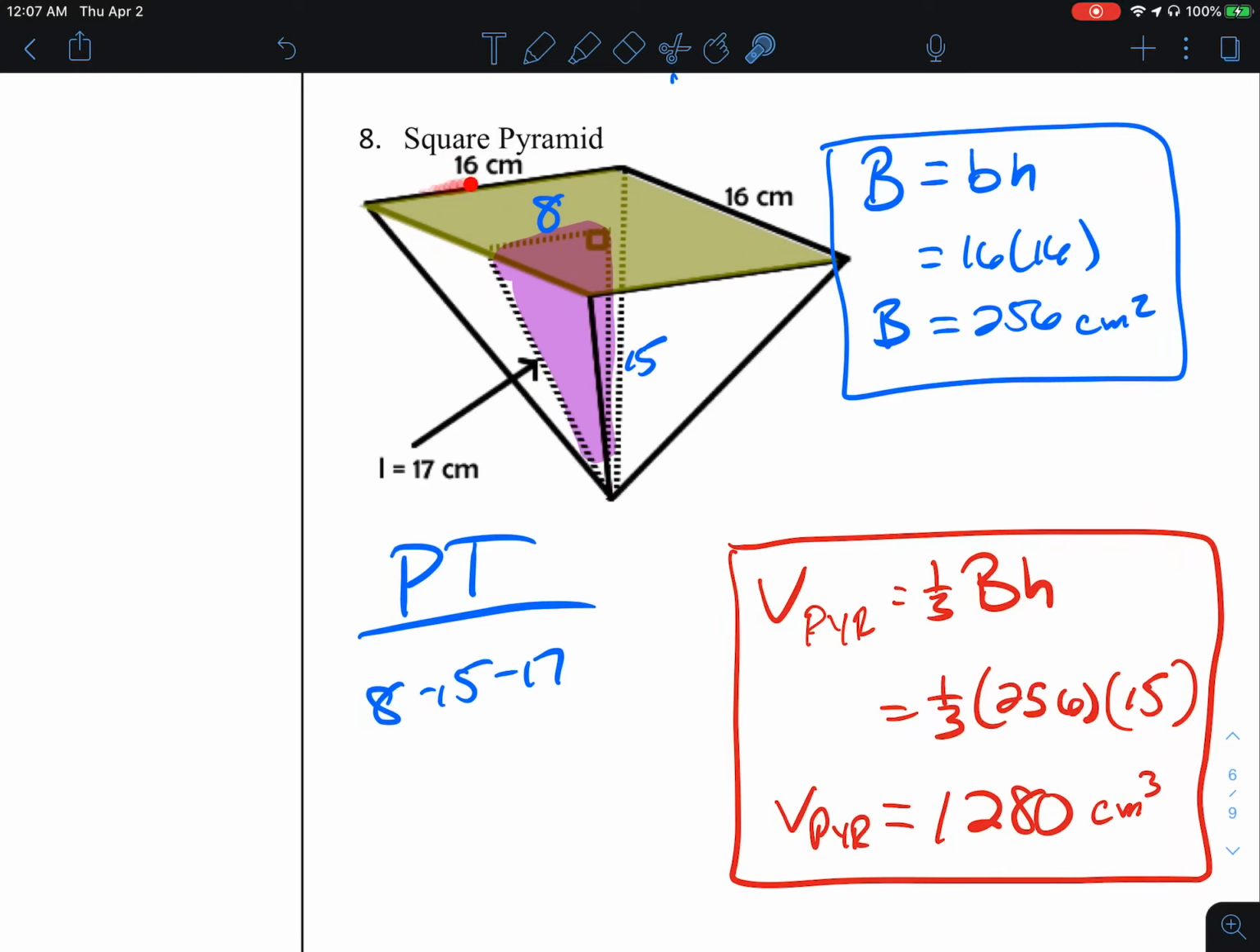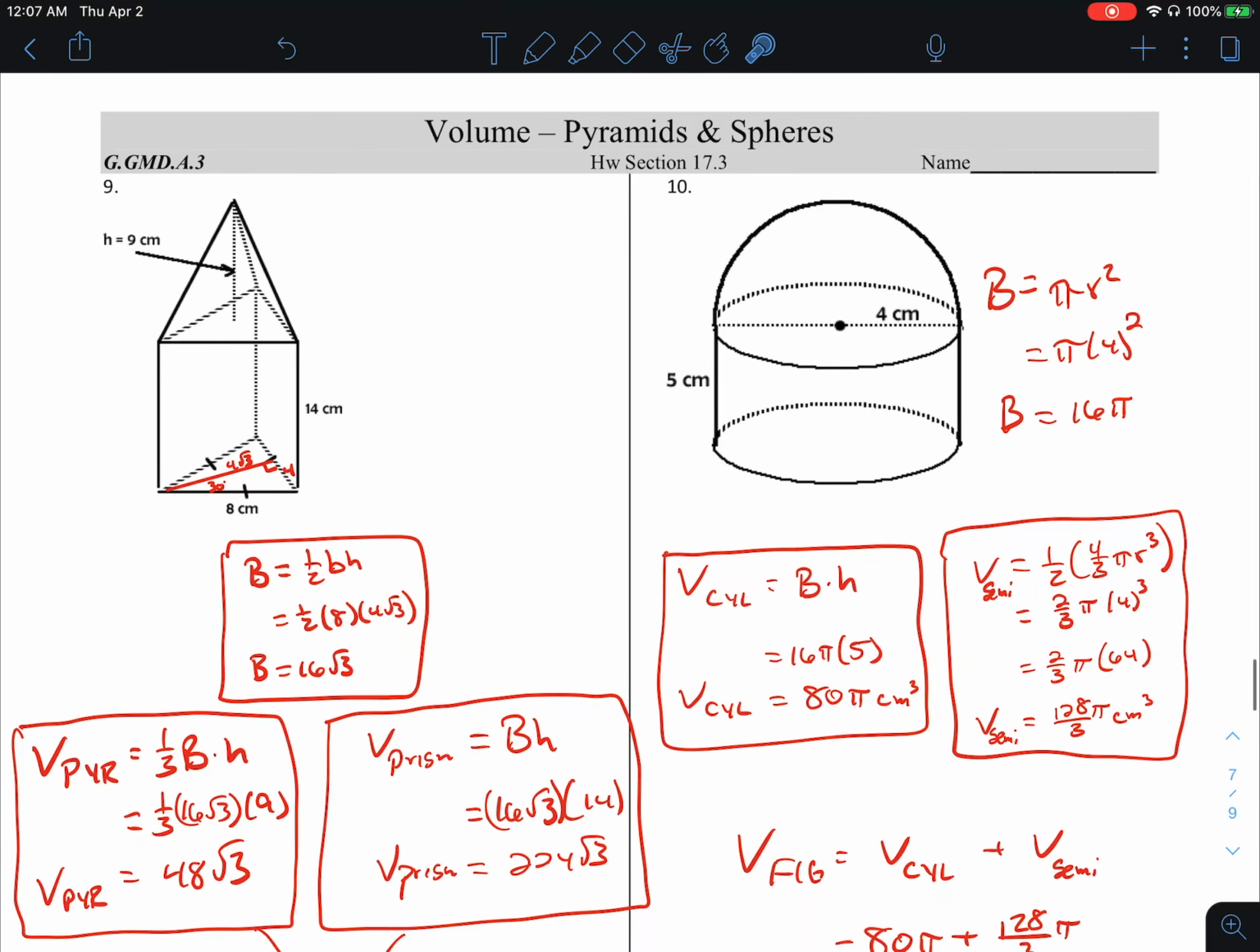If the length of this square base is 16, half of that's 8. This is a Pythagorean triple, an 8, 15, 17. If you don't recognize that, use the Pythagorean Theorem and you'll figure out this is plus or minus 15, and we know it's a positive 15. So the height's 15. Multiply those together and you get 1280 cubic centimeters.